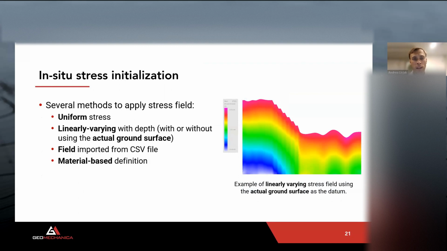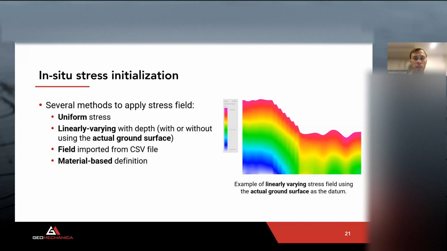However, more recently, we have added other options that improve the application of in-situ stress. Now it's possible to add a linearly varying in-situ stress that considers the actual topographic surface, which is a traction-free surface. You have an example here where there's linear variation of stress with depth, but it follows the actual ground surface.